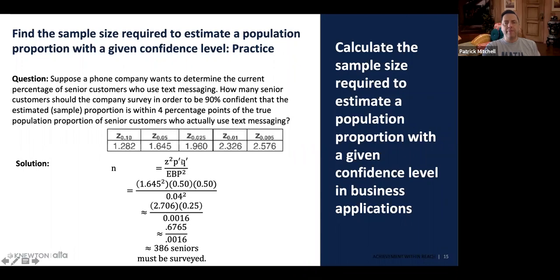So using the same formula, now we're doing a 90% confidence interval. So the z-score that corresponds to 90% confidence is 1.645. Again, we have no preliminary information on the sample proportion, so we use 0.5 for both p prime and q prime. And this time the required error bound is 0.04. So when we crunch those numbers, we get that about 386 seniors should be surveyed.